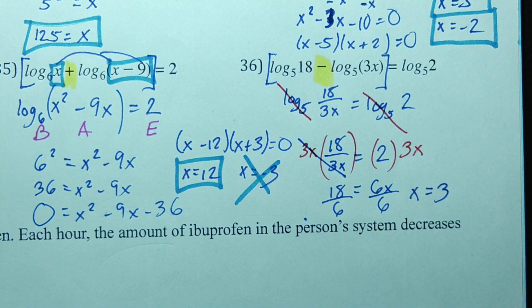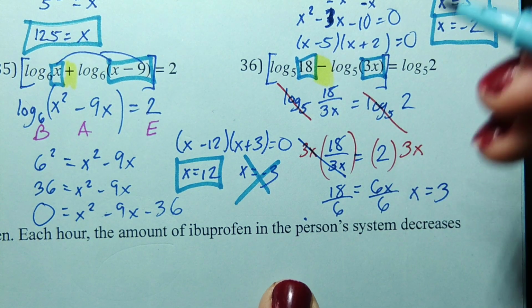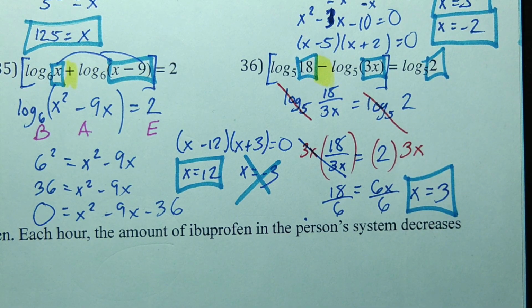Does it work? 3 answer parts to check. 18 is greater than 0. 3 times 3 is 9. That's greater than 0. 2 is greater than 0. Boom. X equals 3. We are in business.